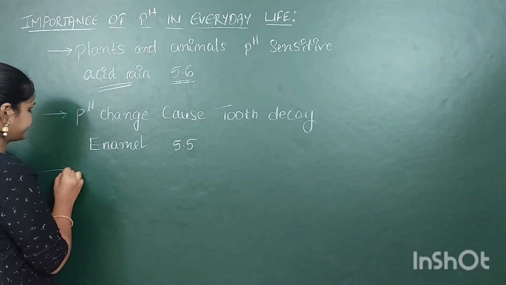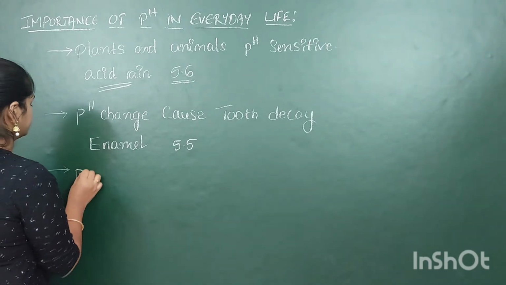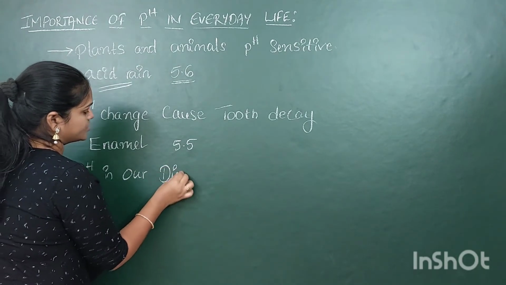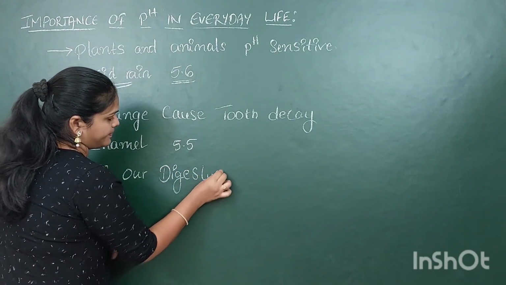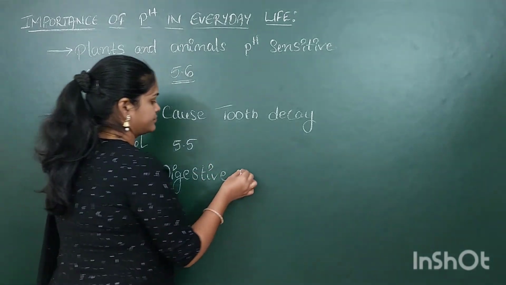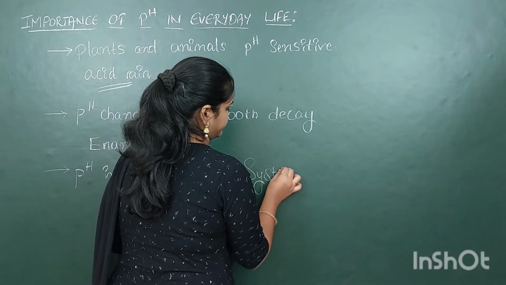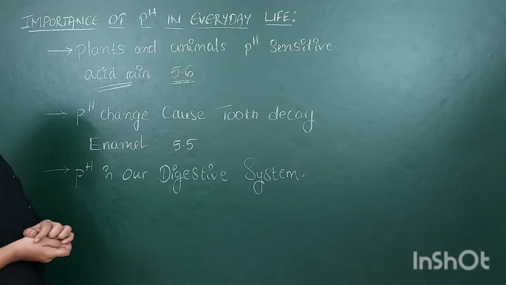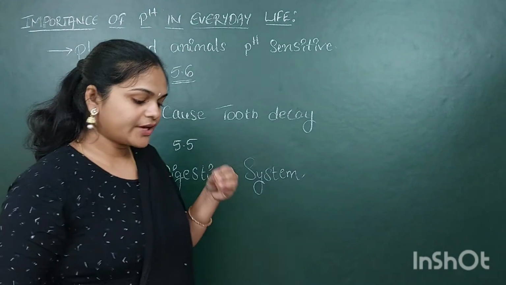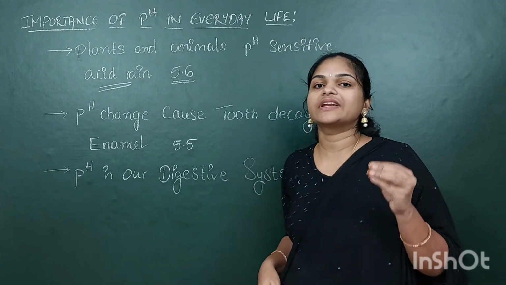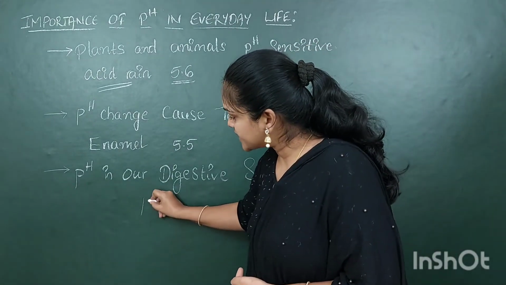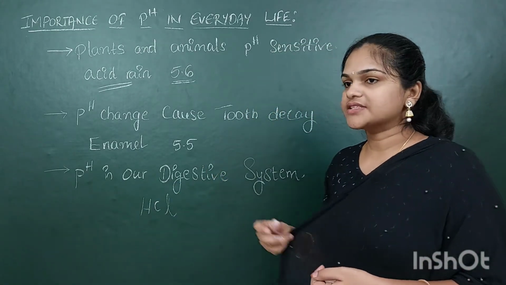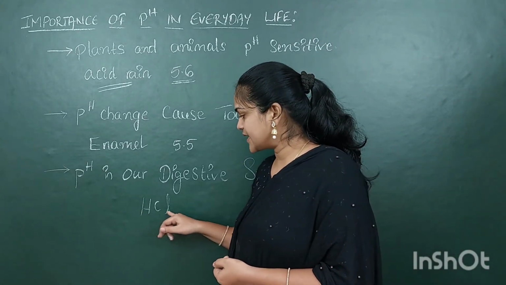Next, pH in our digestive system. What happens? Let's see. When we digest our food, we release some HCl. HCl acid is released when we digest our food. So what acid are we going to release? We are going to release HCl acid.